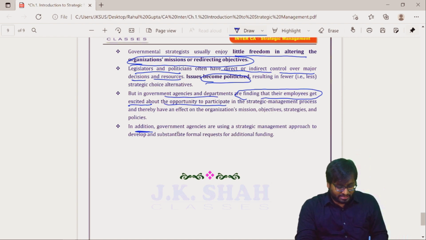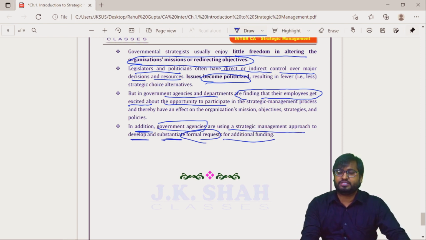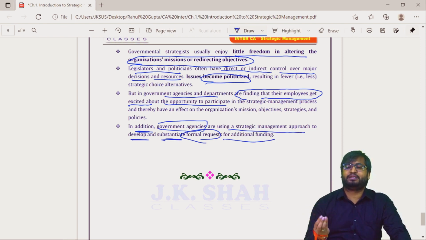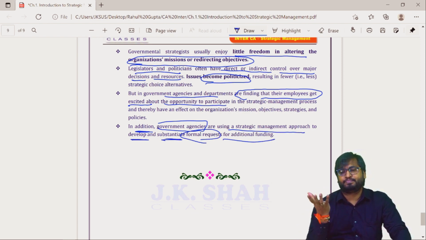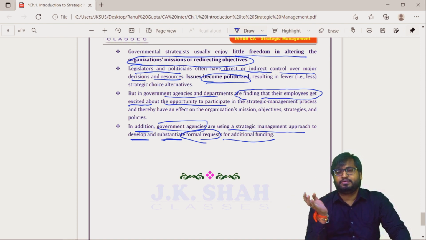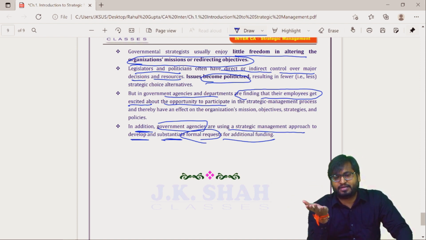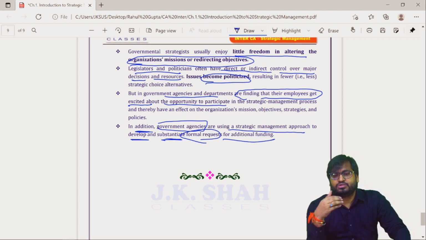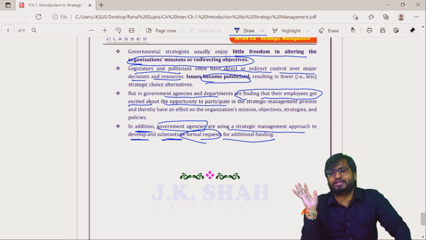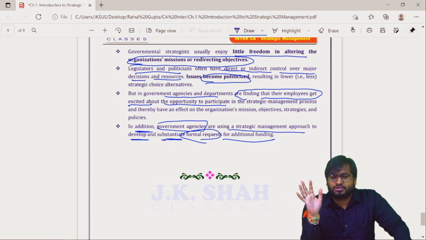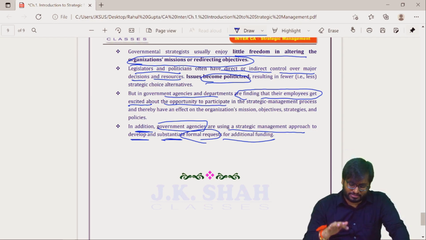In addition, government agencies are using the strategic management approach to develop and substantiate the formal request for additional funding. So if a particular department wants more money, and you are using SM, the main government department will give you more money. Why will they give you more money? Because you are utilizing the money in a very efficient manner. I hope you have understood this.